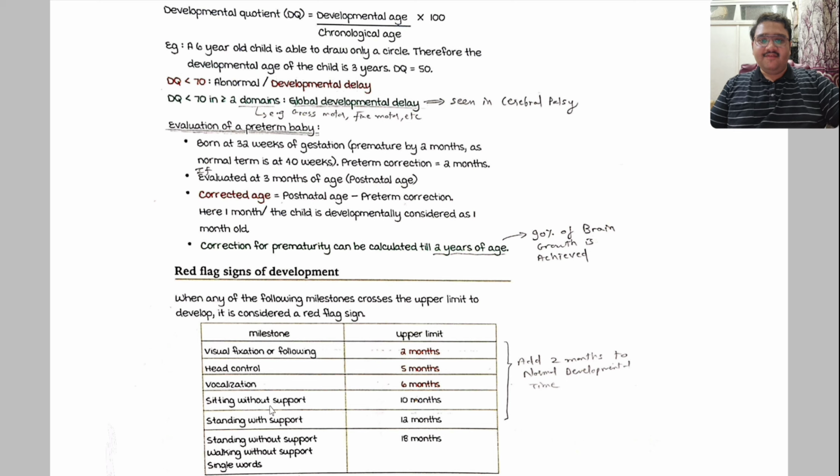Then sitting without support, baby can normally sit without support at 8 months. You add 2 to get 10 months. Then standing without support normally is at 10 months, but you add 2 to get 12 months. So standing with support at 12 months. Then the last one we have to remember: walking without support and single words at 18 months is considered as a red flag sign.